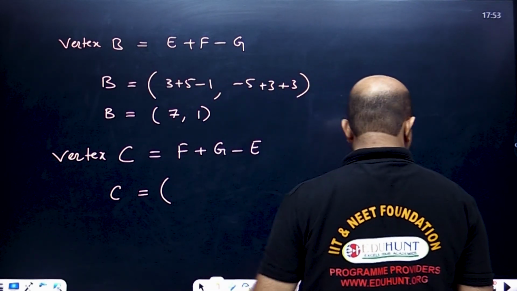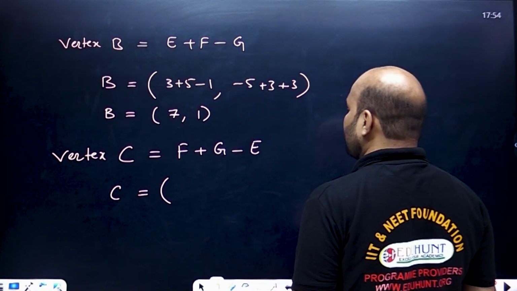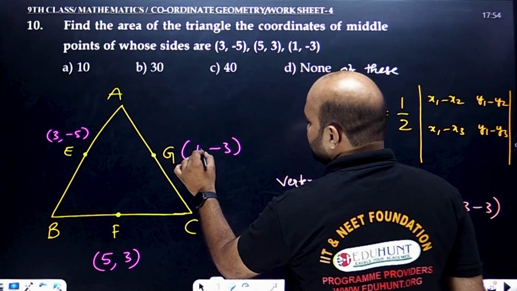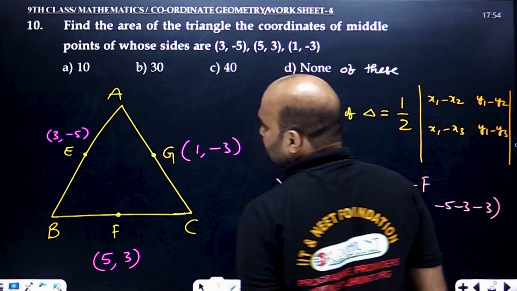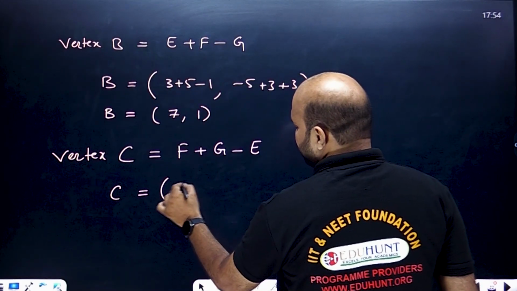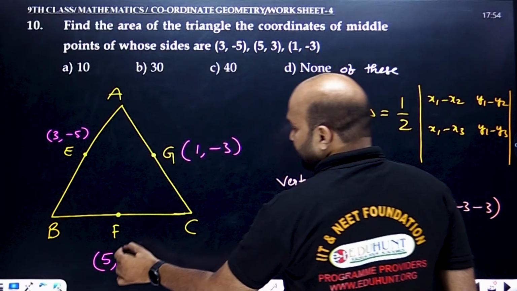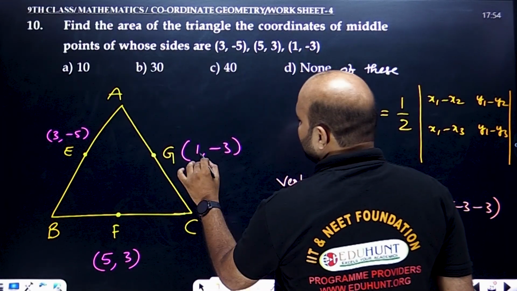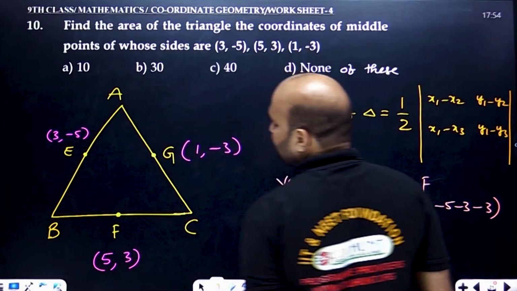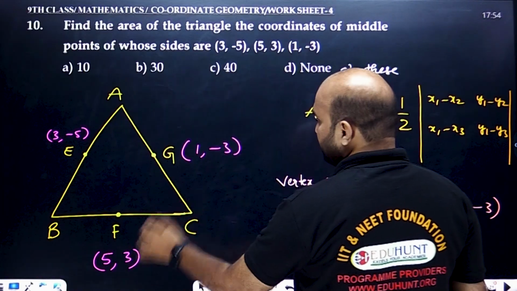So the x terms and y terms of F, G, E. F plus G minus E. The x coordinate of F is 5, G is 1, minus the E coordinate 3. So 5 plus 1 minus 3, comma. Okay? So F x coordinate 5, G x coordinate 1, 5 plus 1 minus the x coordinate of E, minus 3. 5 plus 1 minus 3.